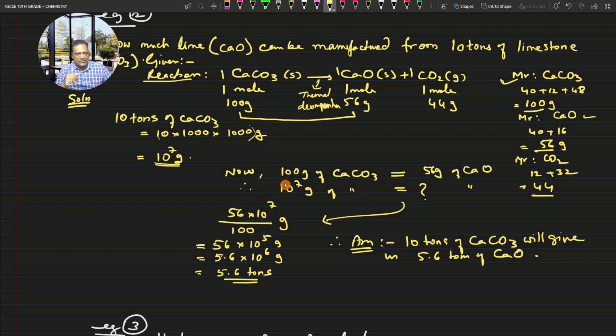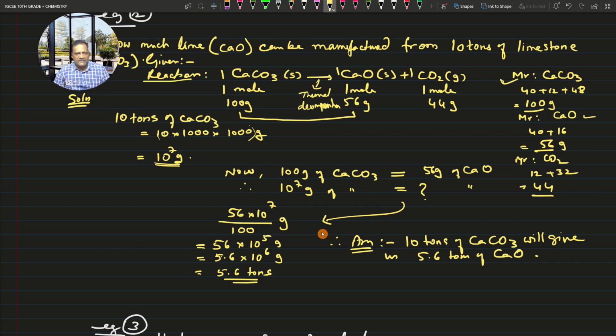So your 10 tons of calcium carbonate will give you 5.6 tons of calcium oxide, that is lime. So that's the final answer. 10 tons of calcium carbonate will give you 5.6 tons of calcium oxide. This is how you have to deal with these chemical equation problems. Okay, we are using the mole concept in the chemical equations, right?